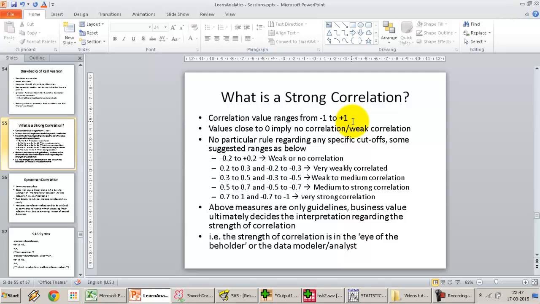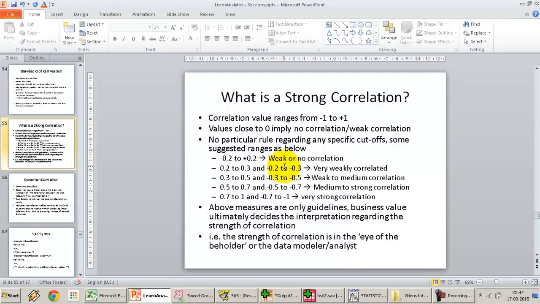Some suggested ranges have been given in a variety of books. I'm putting in some ranges over here, but again they are only guidelines. They're not written in stone. These are not rules as such, merely guidelines. Typically between -0.2 and 0.2, this is considered weak or effectively no correlation. From 0.2 to 0.3, and this works on both sides of 0, so positive 0.2 to positive 0.3, and similarly negative 0.2 to negative 0.3, we can assume that the two variables have some weak correlation.